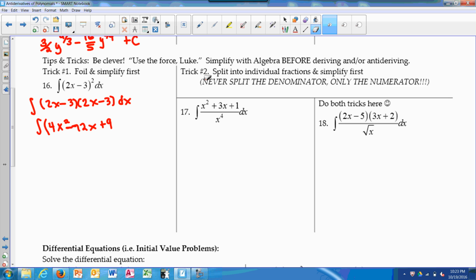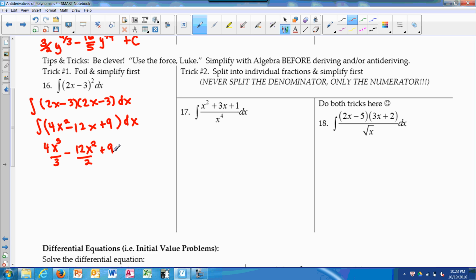Let me see if I can clean it up a little bit. We're taking the integral with respect to x. So we integrate 4x cubed over 3 minus 12x squared over 2 plus 9x plus c, which simplifies to 4/3 x cubed minus 6x squared plus 9x plus c.